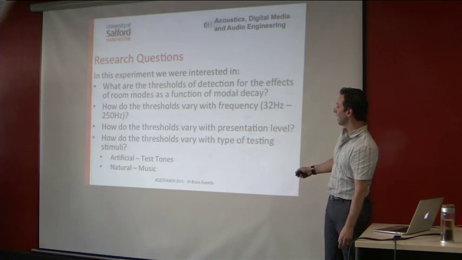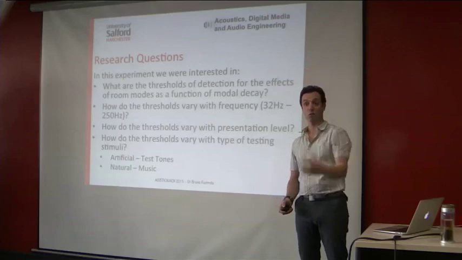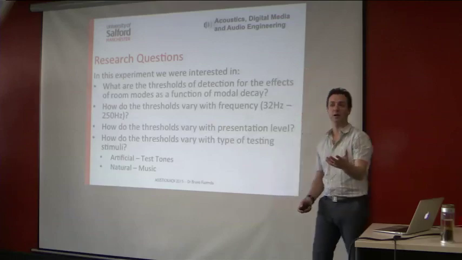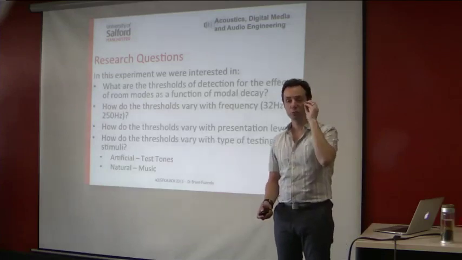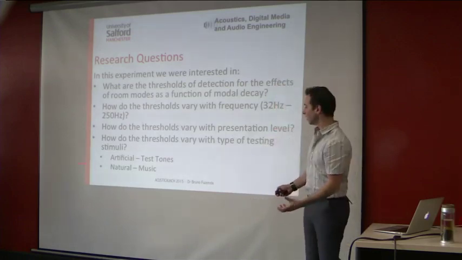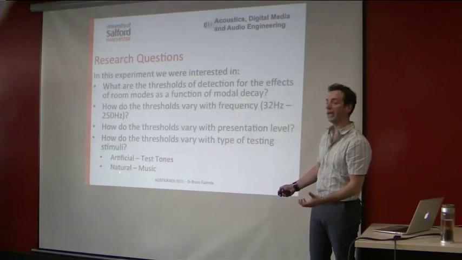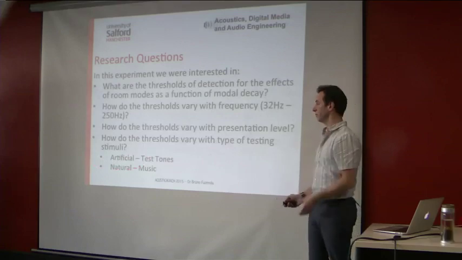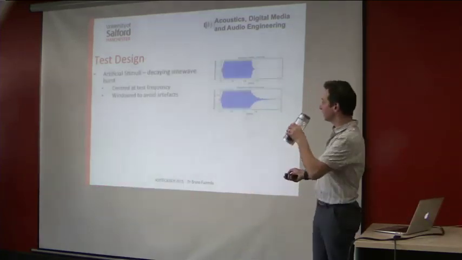We also want to know, how do they vary with presentation level? Whether it's going to be different if we play it very loud or very quiet. Another independent variable with basically two levels. And we also want to know how the thresholds vary, whether we test them with some artificial stimuli, which is properly designed for testing, or whether we do a more ecologically valid test where we use music. So we've got two different types of stimuli, artificial and natural. And that again is another independent variable. Okay, so in terms of test design, here's the stuff that we've used.